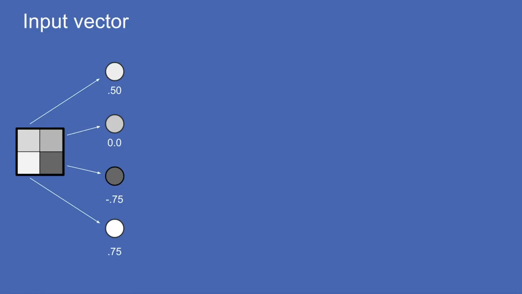So these values, once you have them broken out and listed like this on the input neurons, are also called the input vector or array. It's just a list of numbers that represents your inputs right now.